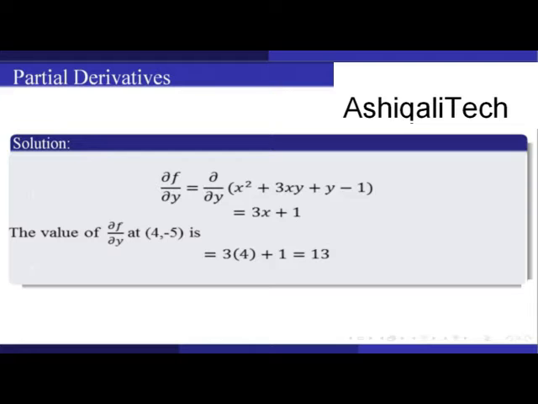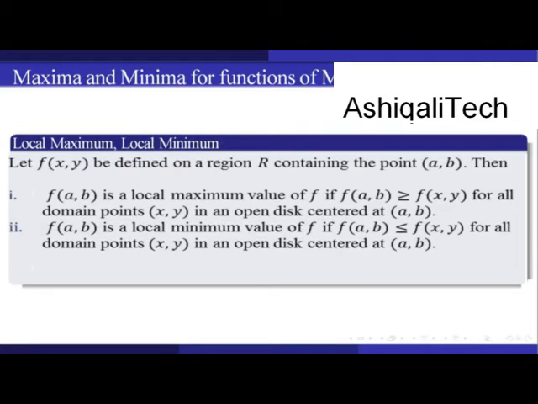Dear students, now we define local maximum and local minimum. Let f(x,y) be defined on the region R containing the point (a,b). Then, first case, f(a,b) is a local maximum value for f if f(a,b) is greater than or equal to f(x,y) for all domain points (x,y) in an open disk centered at the point (a,b).